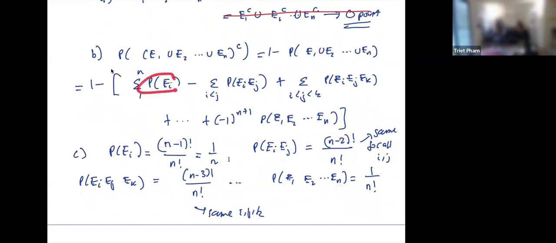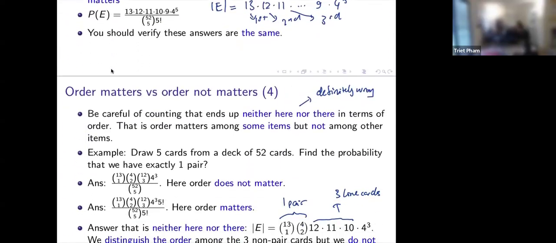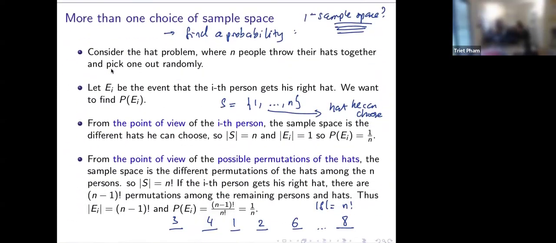Well, we mentioned how with one person, with E_i only, you could either use the counting argument, or simply look at the ith person's point of view and see that the ith person has n choices for their hat. Therefore, the probability is simply 1 over n. That's the highlight about the points of view that we talked about in the lecture. From this point of view, if you just want the probability that the ith person gets his right hat, this is a much easier approach.